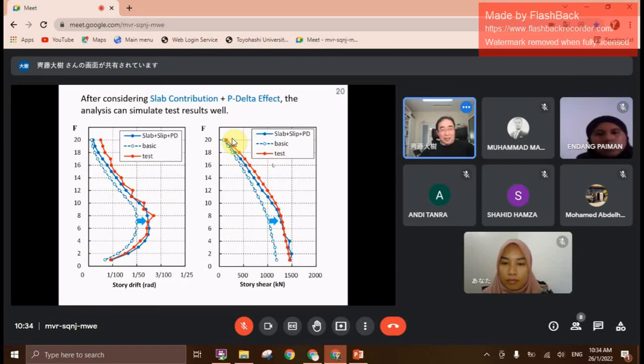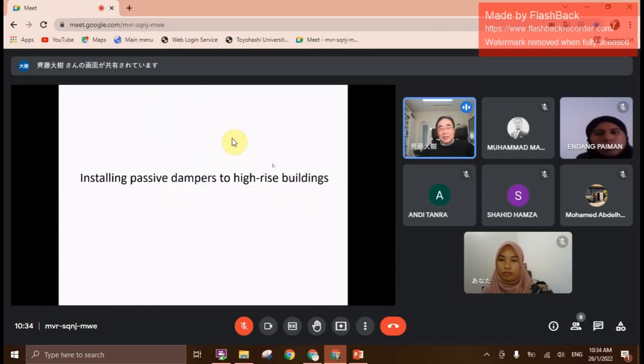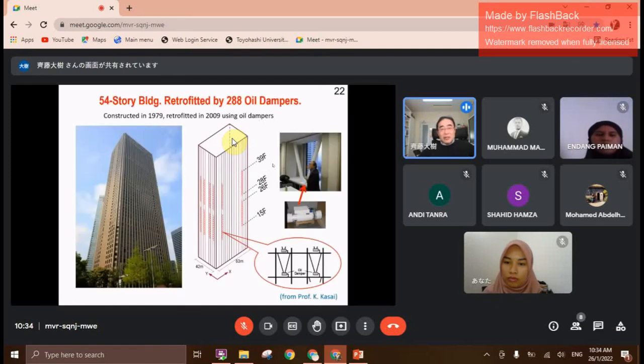Okay, and the high-rise building is affected by long period ground motion. So we install passive dampers to reduce movement against long period earthquakes. Recently, this is an example of putting many dampers in the middle part of the building. Originally, this building was constructed in 1979 with no damper inside, so in case of long period ground motion, it may have damage.